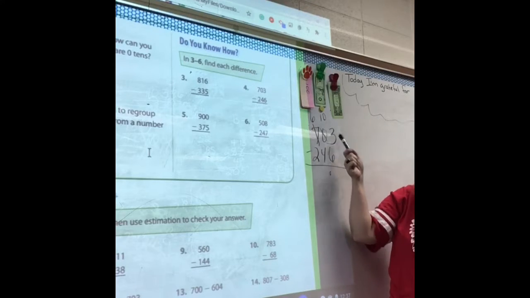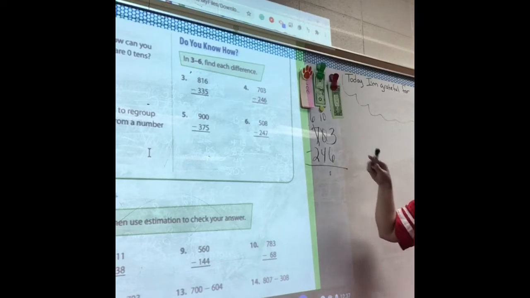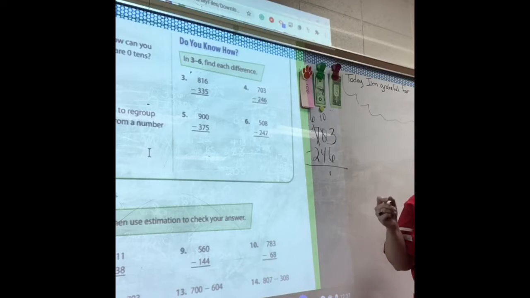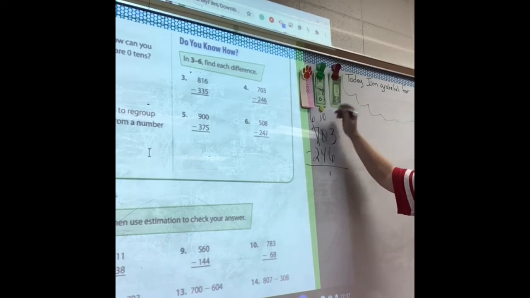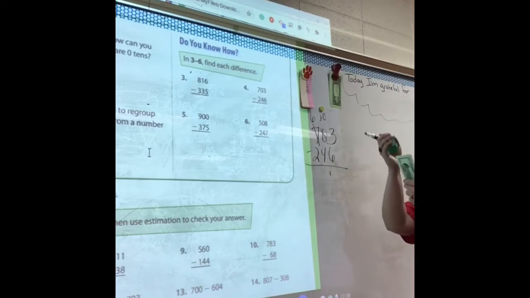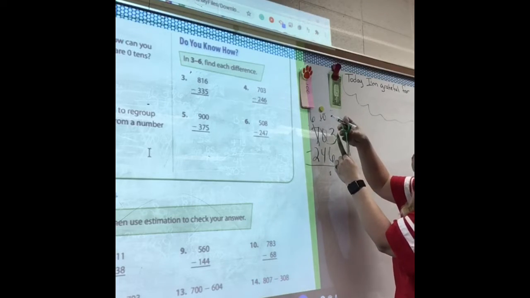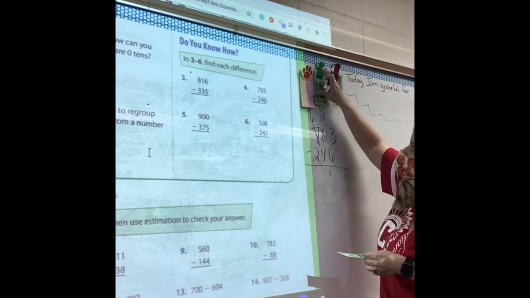So now can I borrow for this 3? Yes. How many am I taking away? 1. I'm taking one what? 10. 1 10 away, right? So how many 10s do I have left then? 9. So how much is that actually worth though? 90. So I've got 90 in 10s still up there.